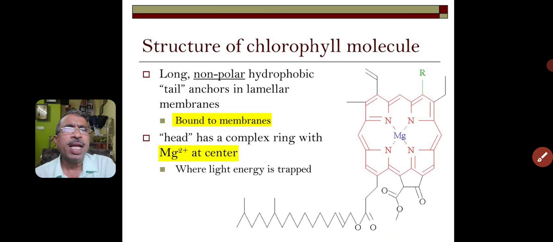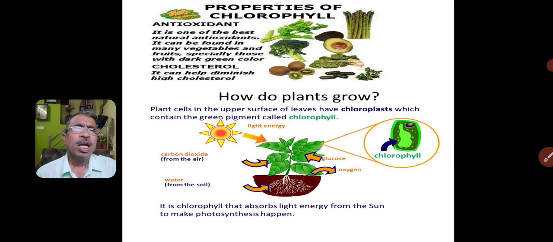Now coming to the next structure of the chlorophyll molecule. Here we have shown once again another structure of the chlorophyll. Coming to the properties of the chlorophyll. Chlorophyll is one of the best natural antioxidants. It can be found in many vegetables and fruits, especially those with dark green color. It can help to diminish high cholesterol content.